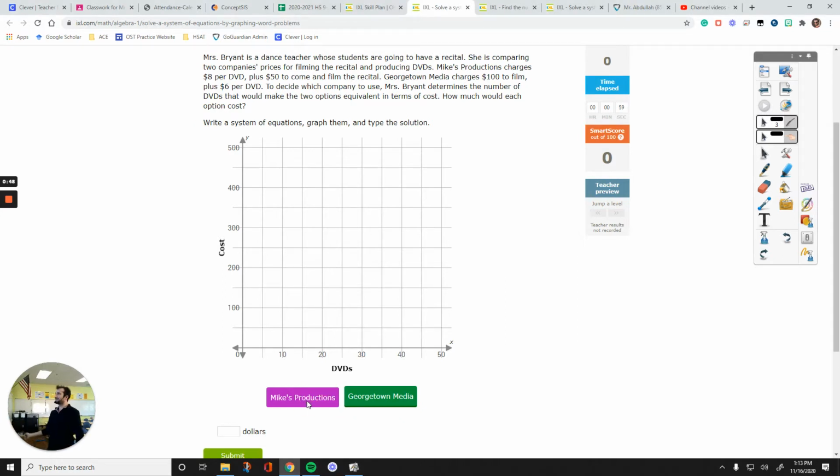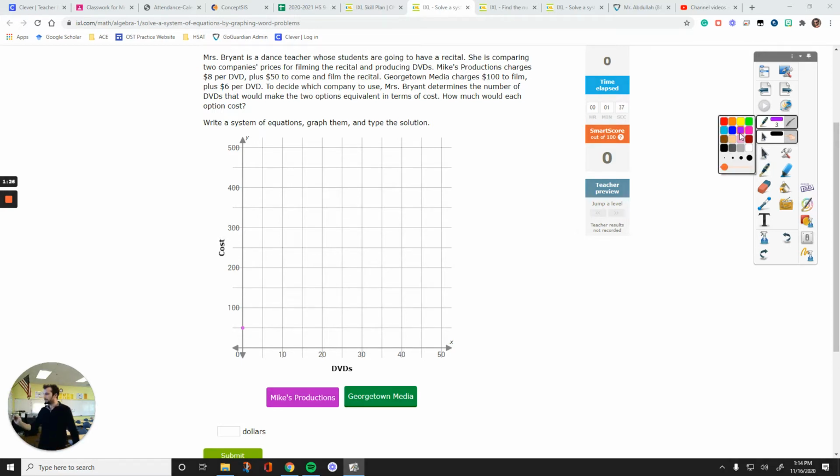Okay, $8 per DVD, that's Mike, plus $50 to come and film the recital. So $50 is a set fee. It's not going to increase based on the number of DVDs that you're going to have. So it is $50. On the y-axis we have $50. And then on top of this, $8 per DVD.